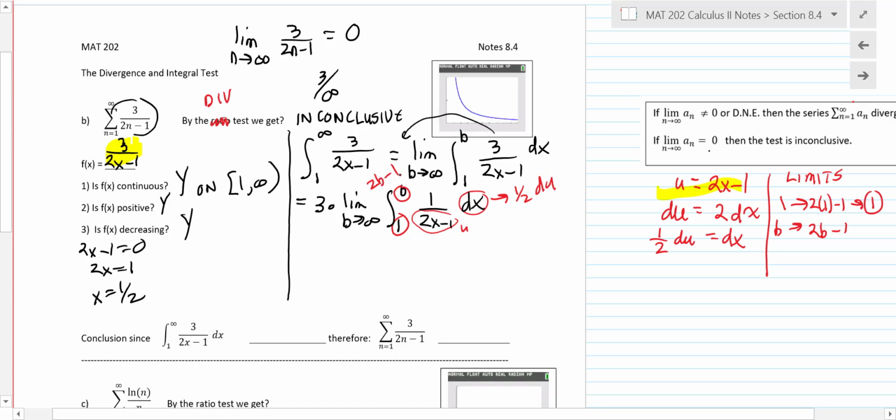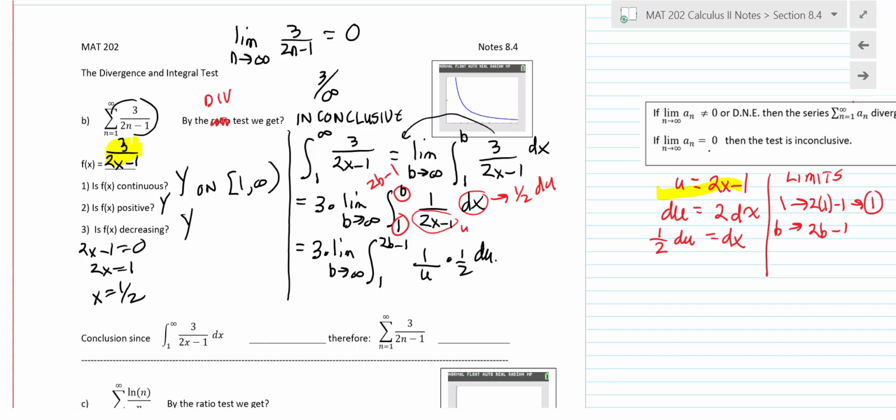So I'm going to go ahead and just do the u integral and be done with it. All right, so when I do this, then I'm going to have 3 times the limit as b goes to infinity, going from 1 to 2b minus 1, and I'm going to have 1 over u times 1/2 du like that. So that's getting everything plugged in. We got everything absorbed, and then we're ready to move with this integral and get this done.